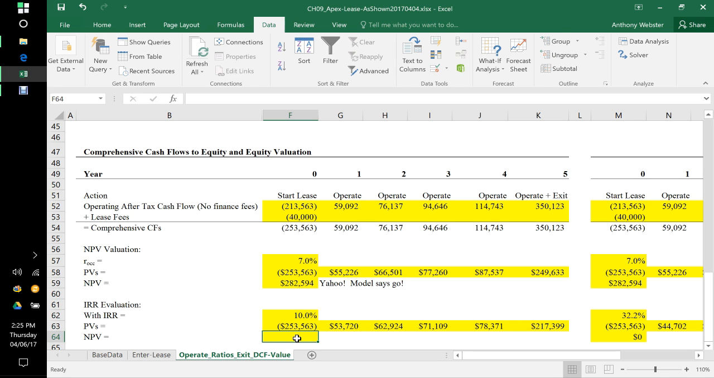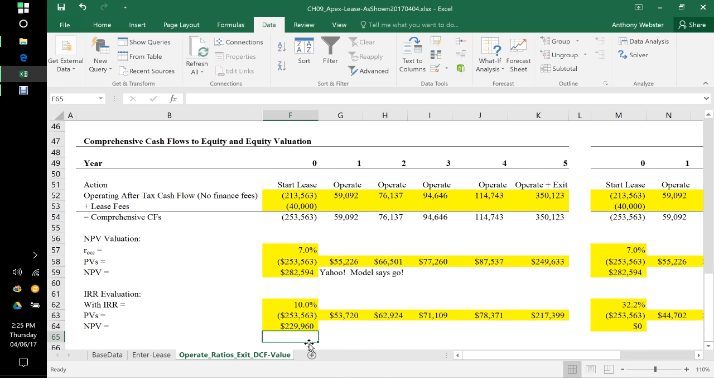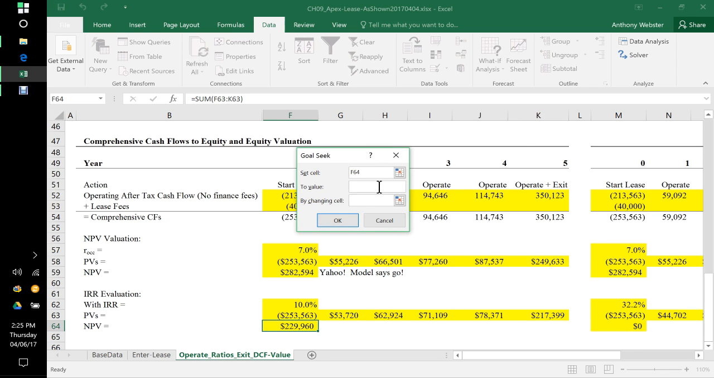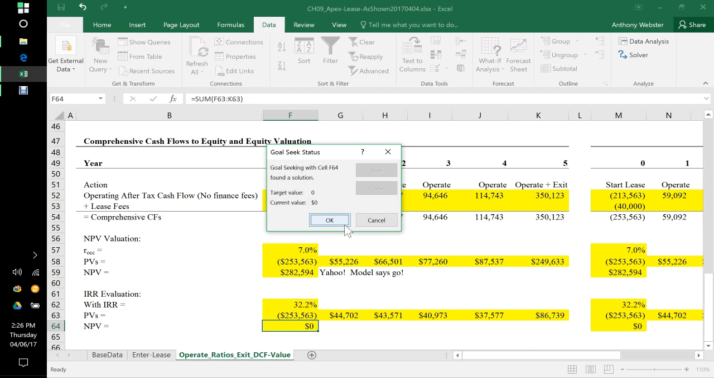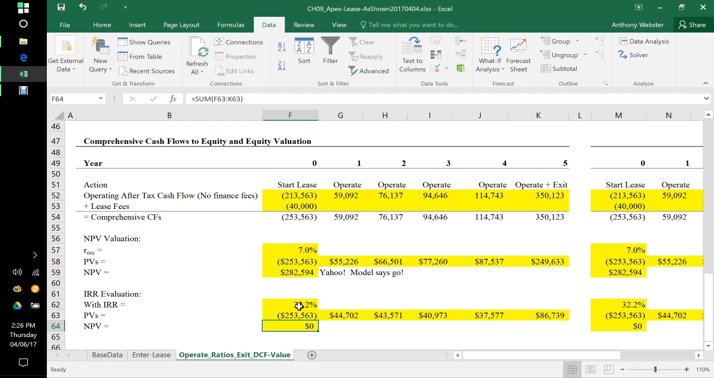And here I say sum of all of these guys. I just add them up. And I want that to be equal to 0. So I'm going to use goal seek for that. So I want to set F64 to 0 by changing cell F62. Okay, and I get that's pretty good IRR. Okay, so we say Yahoo again.